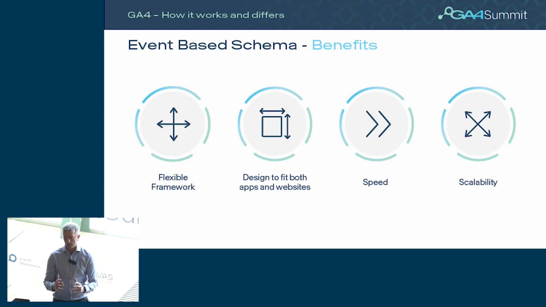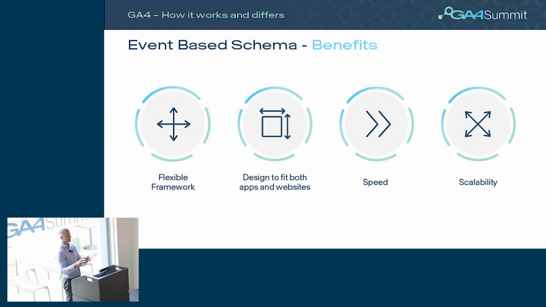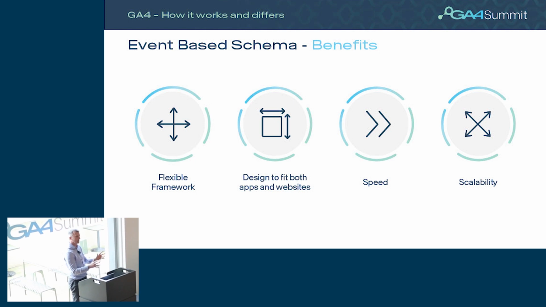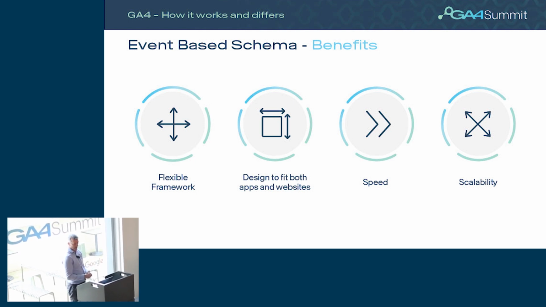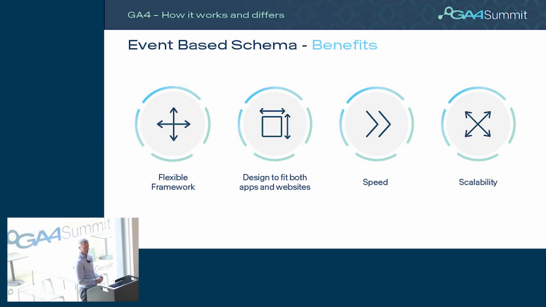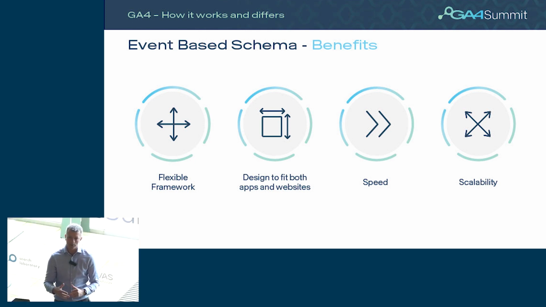So yeah, that gives us a huge amount of flexibility, and it allows you to fit it to your business. You know, for people that have got apps and websites, you can fit this common schema to work for both. Universal Analytics was very much designed for websites. GA4 is designed for your business. And in addition to that, the way it collects and returns data means it's much faster and much more scalable. So it'll cope a lot better with that.